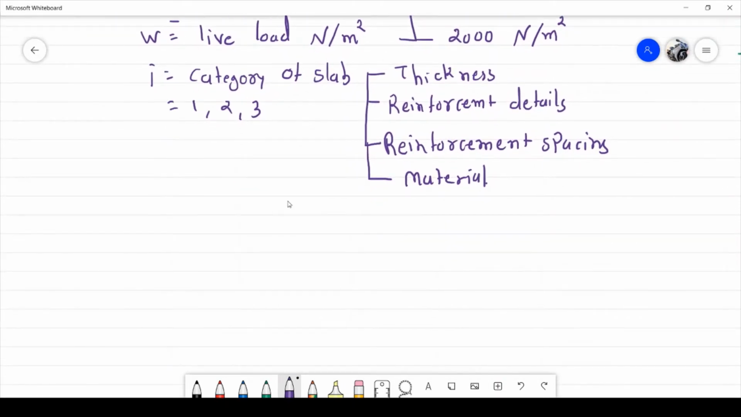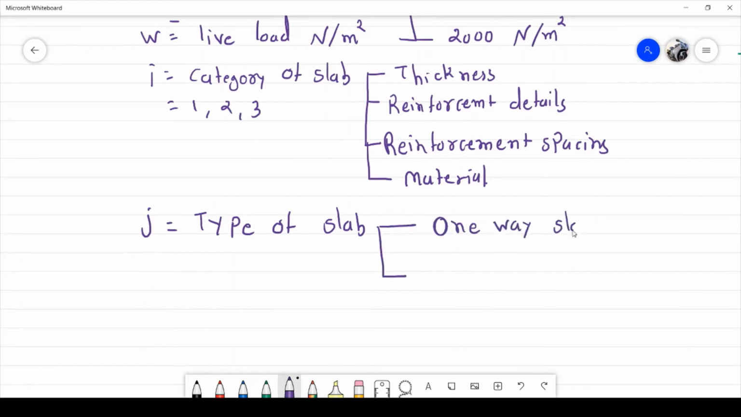And J is equal to the type of slab. We have two types of slab. First is a one-way slab and second is a two-way slab, right? One-way slab is for 1 and two-way slab is for 2, right?